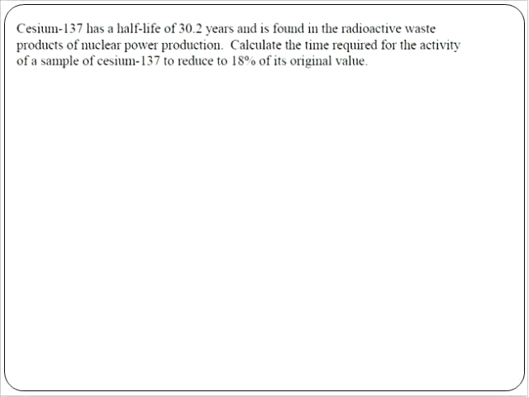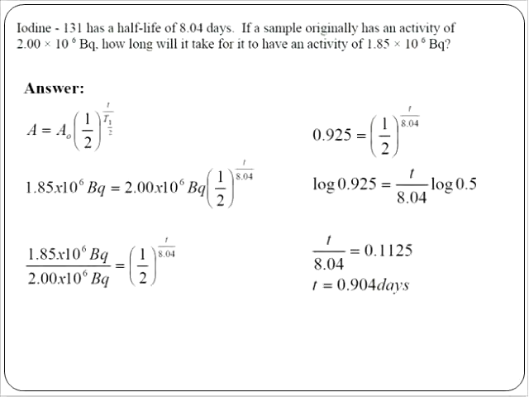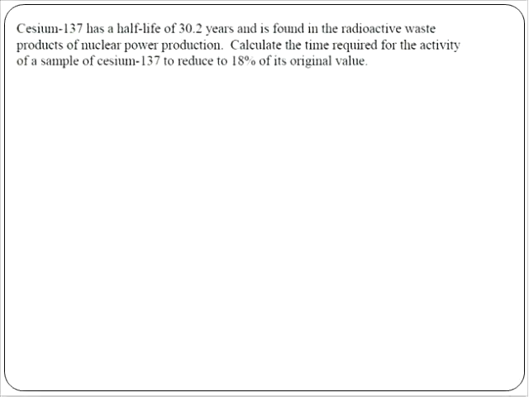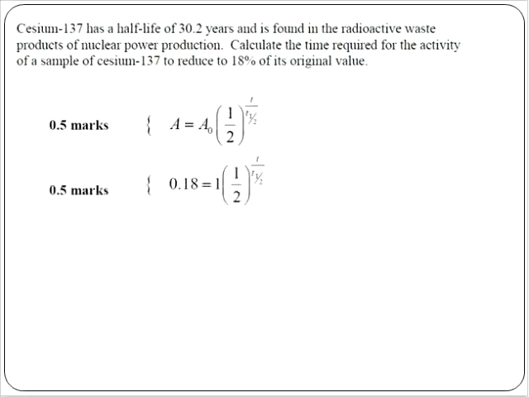Let's try another one. Same type of thing, only this time instead of being given an activity, we're given a percentage. But you do it exactly the same way. You start with the units. Or you start with the formula, sorry. And look, they actually gave a half mark on this exam for actually coming up with the formula that was given anyway. Then you plug in your numbers.